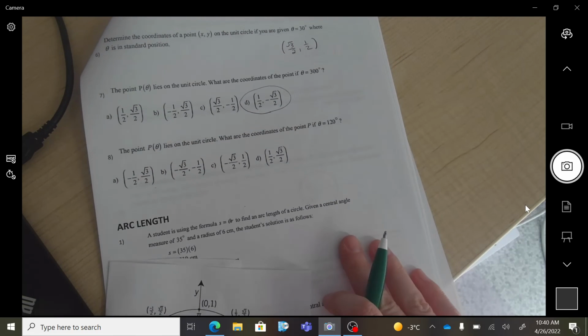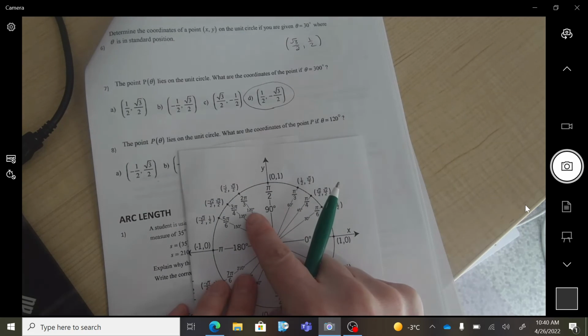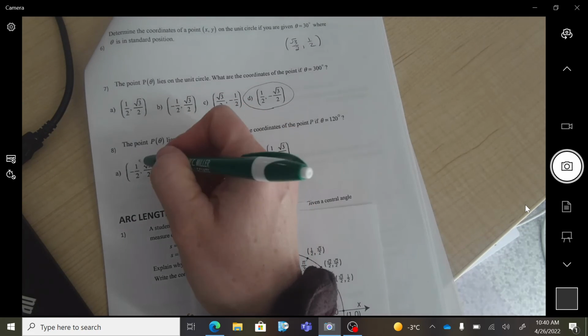And I'm looking for a point on the unit circle at an angle of 120. So here's 120. What is the coordinate of the point? So the answer is A.